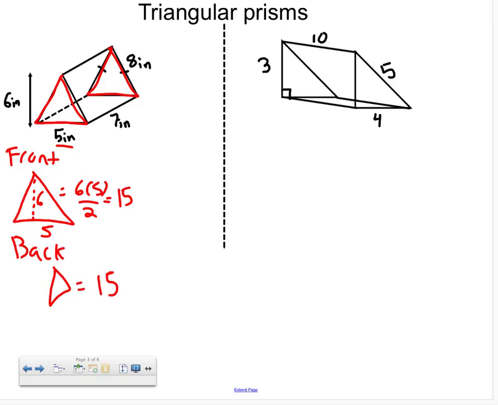I won't draw and label the triangle just to save myself some time. I'm just going to solve it and move on. So the front and the back side are the same. No unique work needed there. Let's start with the right and the left here.